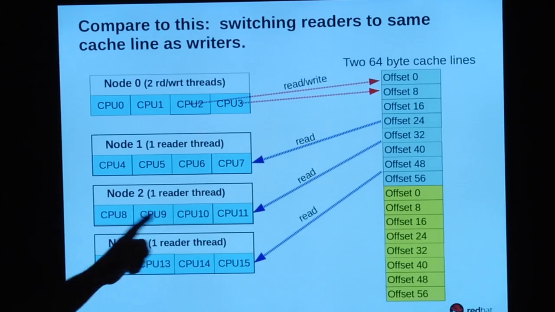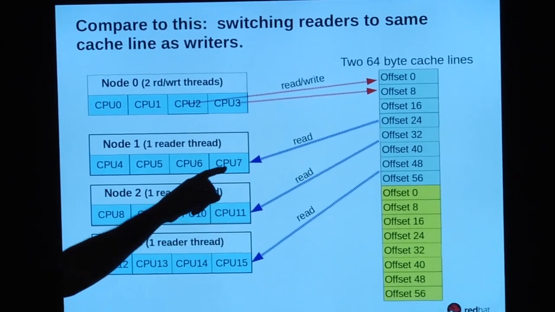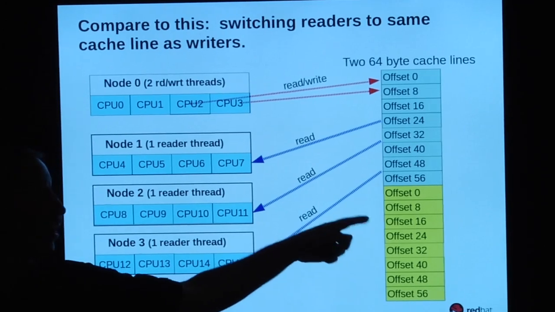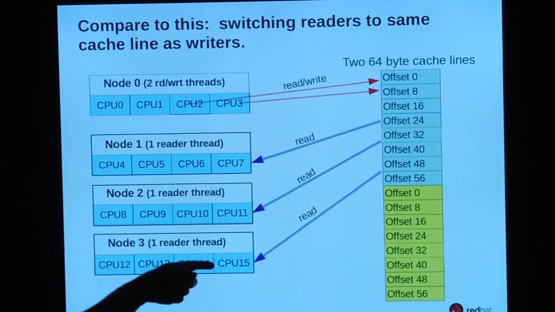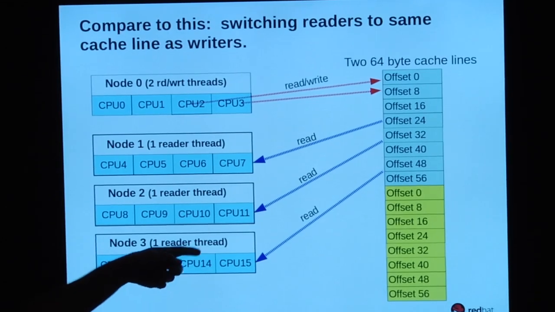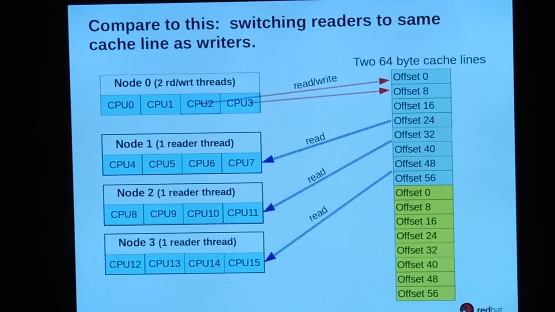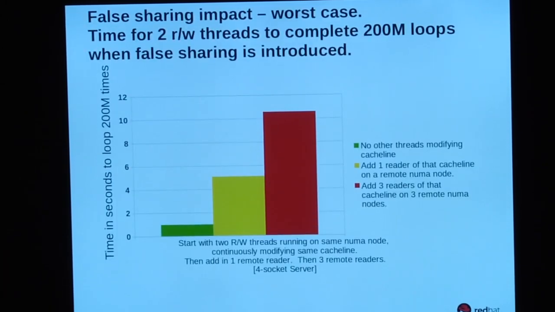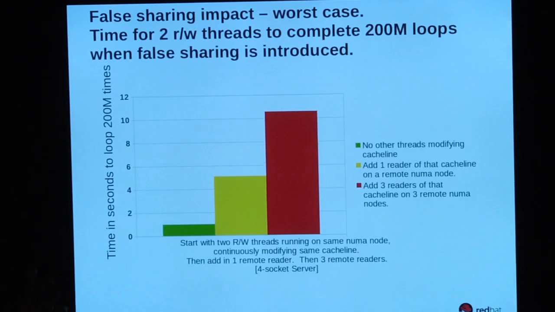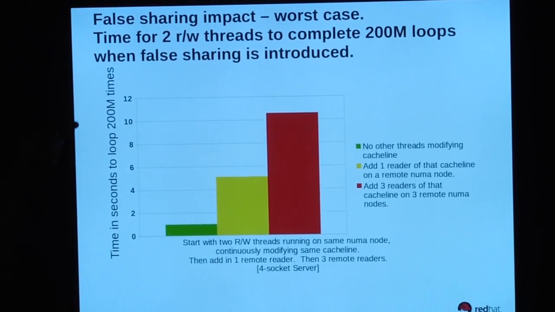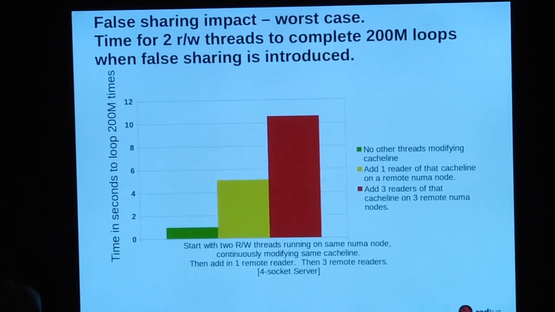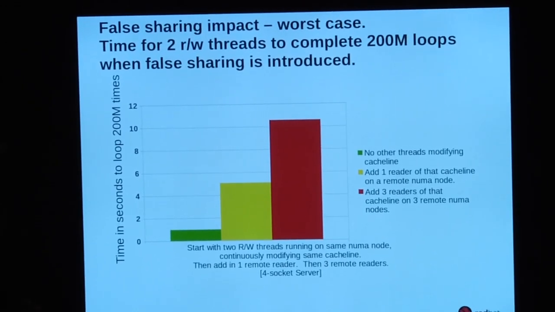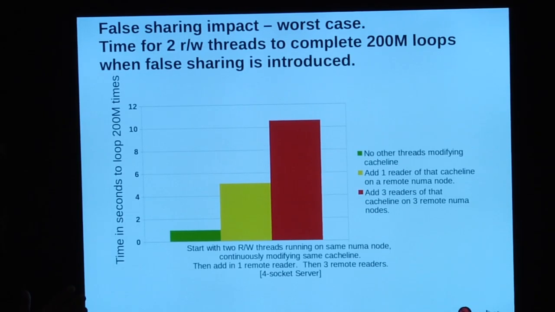And then we switched the reads. Instead of reading from this cache line, we decided to have these 3 processes on these NUMA nodes read from this other cache line while these 2 were moving along. And what we found was this green bar. It took half a second for those 2 threads to go through 200 million read-write cycles when they were the only ones modifying their cache line.